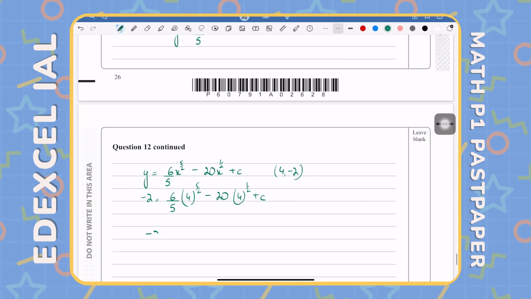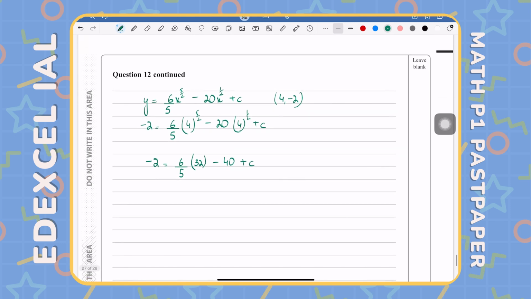So we have minus 2, which is equal to 6 upon 5. Now 4 raised to the power 5 upon 2, I don't know if you know that, but I don't. So instead what I'm going to do is take the square root of 4, which is 2, and then raise it to the power of 5, which is equal to 32. Let me just confirm. 2 power 4 is 16. Yep, 32. Minus 20 times 2, which is equal to 40, plus c. Okay, now just put this in your calculator and solve for c. When you do that, you will get minus 2 upon 5, and that's it.